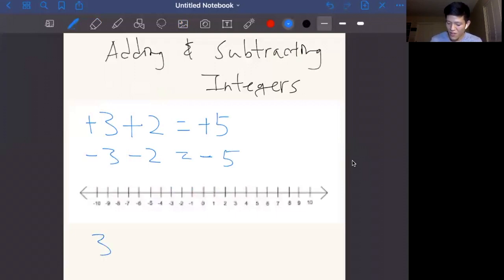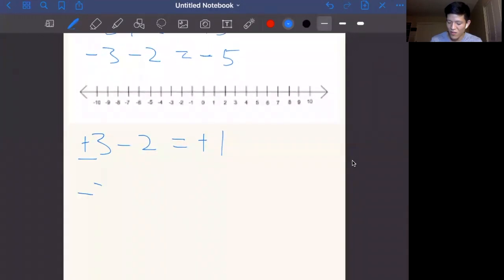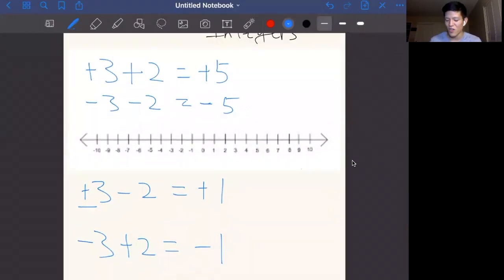But if you have positive 3 minus 2, now the signs are different, right? When signs are different and you're trying to add or subtract, you subtract the smaller number from the bigger one. 3 is bigger than 2, so that's 1. And you keep the sign of the bigger number, positive, right? Or for here, if we have negative 3 plus 2, still 3 is bigger than 2, right? So that's 1. But the bigger number 3 has the negative sign on it, so you put negative. So that's, in a way, a simpler way of thinking about adding and subtracting integers.